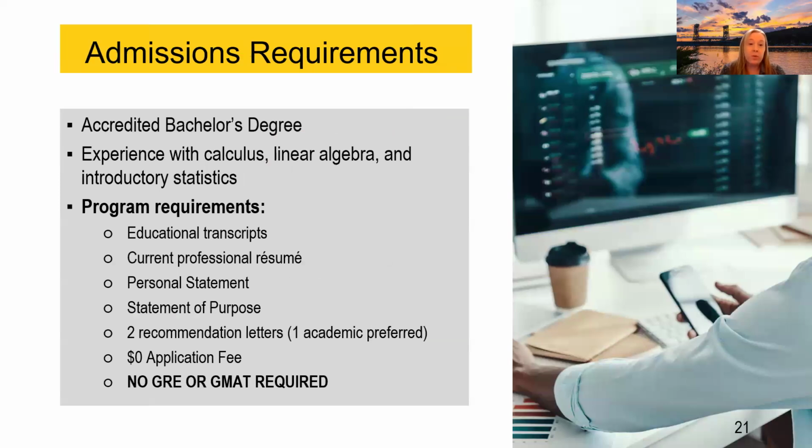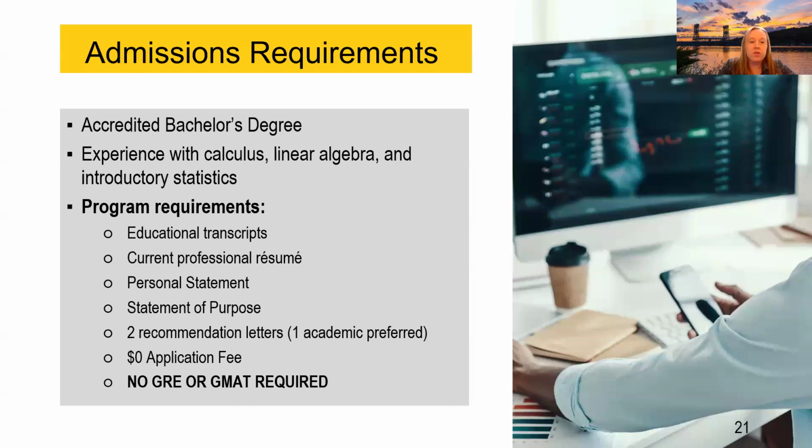So we do require an accredited bachelor's degree. When the program is reviewing your application and they're looking at those transcripts, they are looking that you have taken at least Calc 1 and 2, linear algebra, and introductory statistics. I believe Dr. Kiernan talked a little bit about the bridge course that we have available. So if you were lacking in the linear algebra, we run a course to bring you up to speed in that skill area.